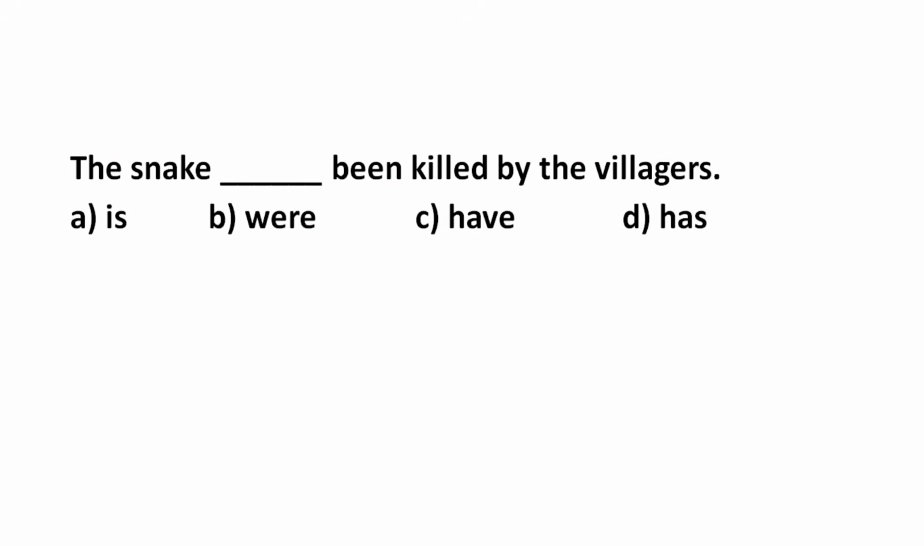We'll go to the next question. The snake dash being killed by the villagers. You're fundamentally talking about a snake. Snake is singular here. There is no chance of were. You can't use snake were. Have is plural, snake is singular. There is no way.